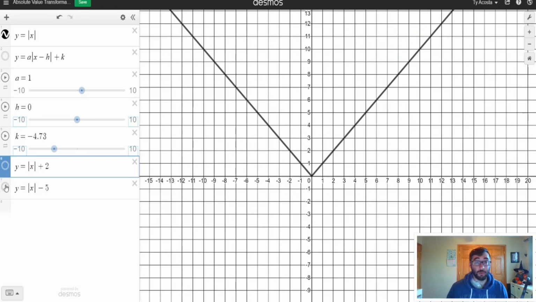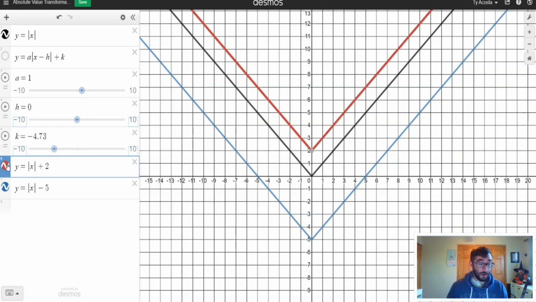And you would probably expect that subtracting 5 outside is going to move it down 5 units, and that's exactly what happens. So anything that's going on outside the absolute value function generally is going to work the exact way you would think it would. Anyway, so when we add outside the absolute value, we move up that many units, and when we subtract outside the absolute value, we move down that many units. So let's go ahead and write that down.